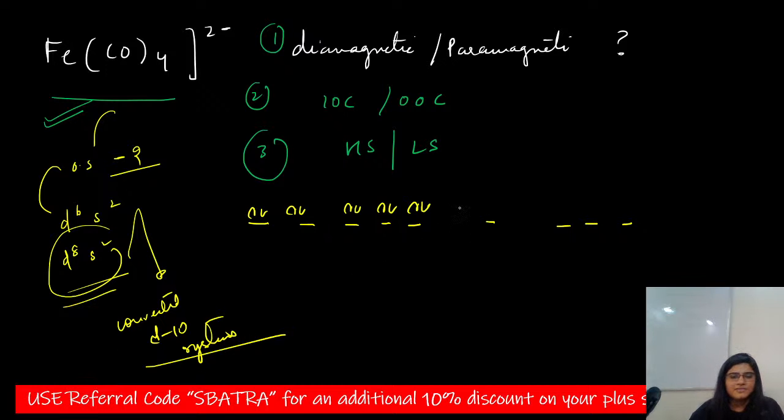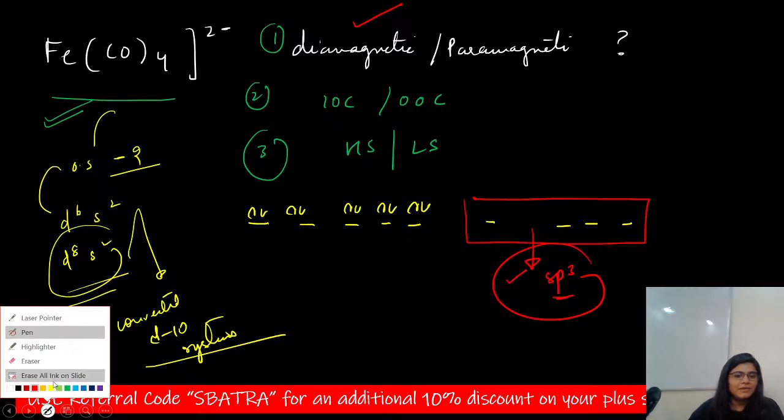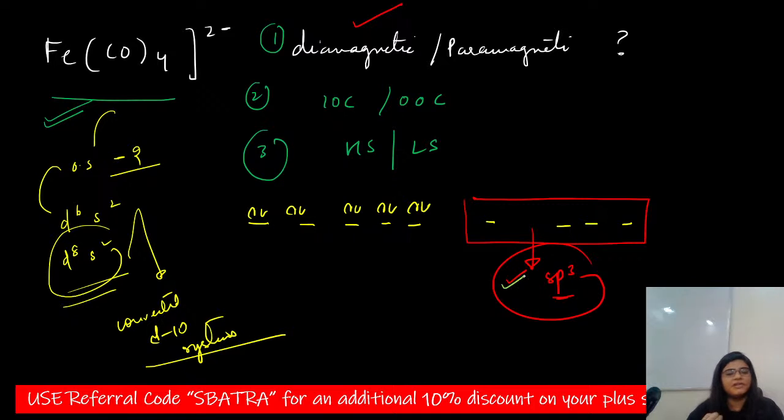Now what will be the hybridization? Hybridization will be sp3. Is this point clear to all of you? If the hybridization is sp3 and there is no unpaired electron, it is definitely diamagnetic in nature. The next concept is inner orbital or outer orbital. For inner or outer orbital, you need at least one d orbital in hybridization. There is no d orbital in the hybridization, so there is no concept of inner orbital or outer orbital.